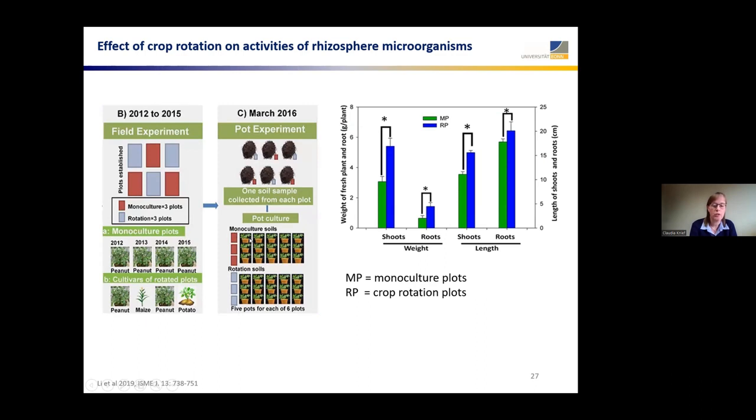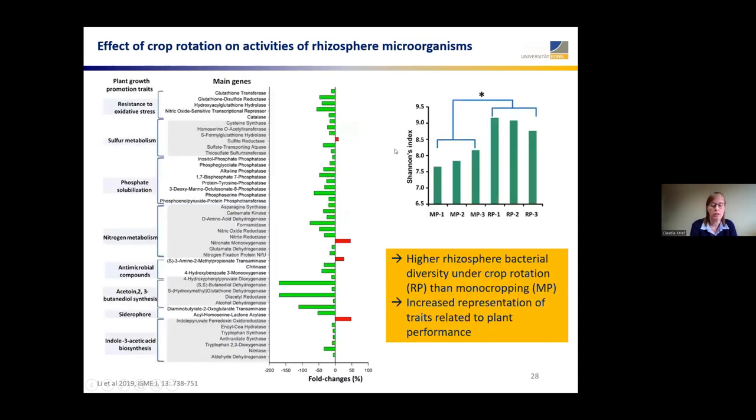the sample from each plot was used to prepare five pots with peanut plants. These plants were grown, and the first thing you do is quantify and document the plant performance. And not highly surprisingly, the soil from the monoculture plots showed a slightly weaker growth and performance of the plants compared to the plants that grew in soils that underwent crop rotation. Well, this is not very new. This has been known for a while that crop rotation is, of course, advantageous for plant performance.